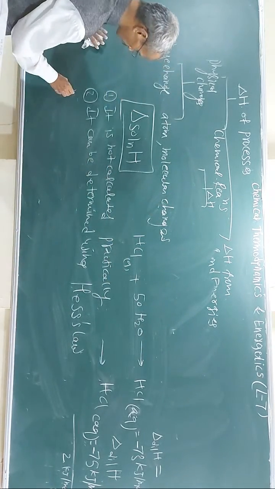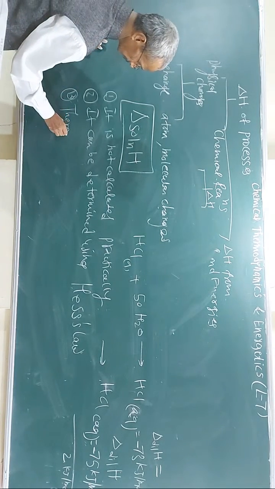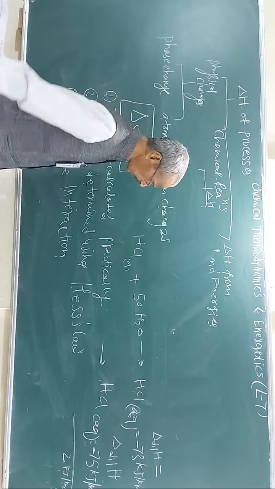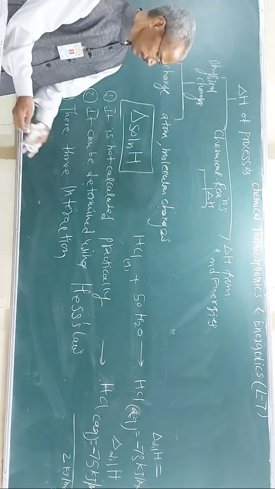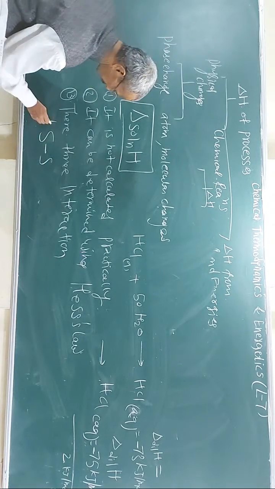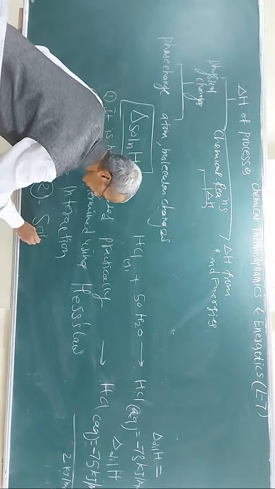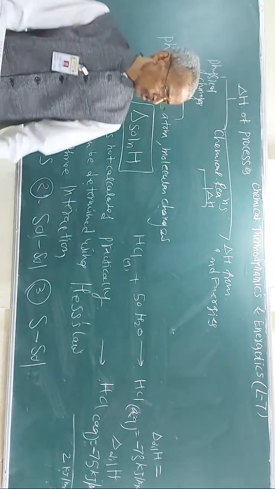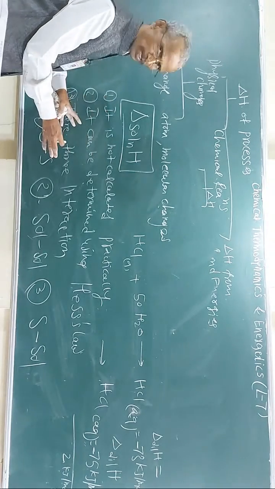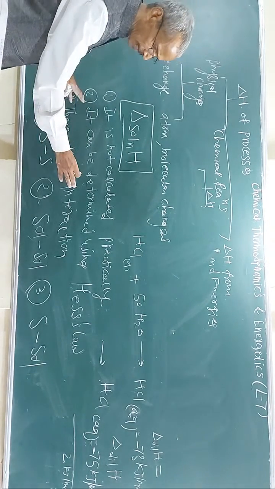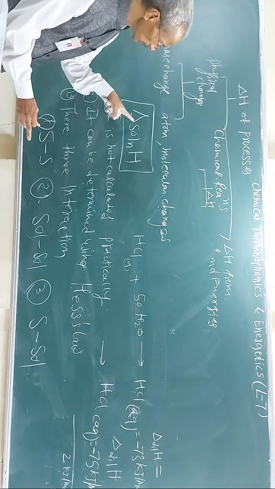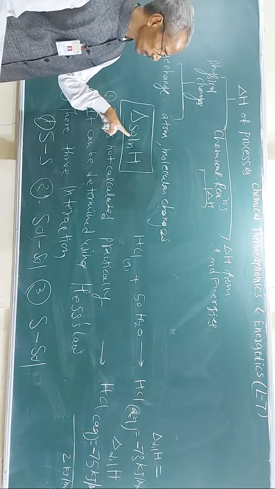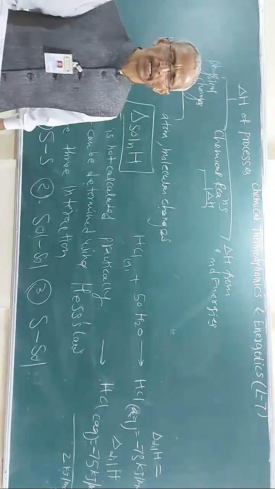And third, a very important point: when a solid is dissolved in a given solvent, there are three interactions. There is a solid-solid interaction, a solvent-solvent interaction, and a solid-solvent interaction. These different interactions need some energy; they either absorb or evolve energy. The net result gives the enthalpy change during the formation of solution per mole. We are going to study it in the next lecture, the very famous Born-Haber cycle.